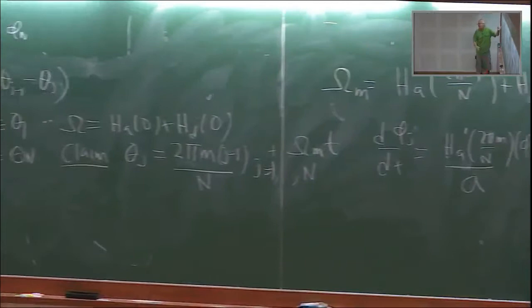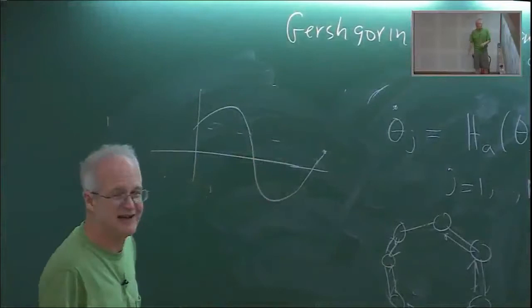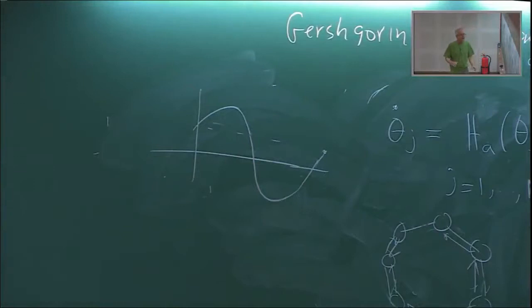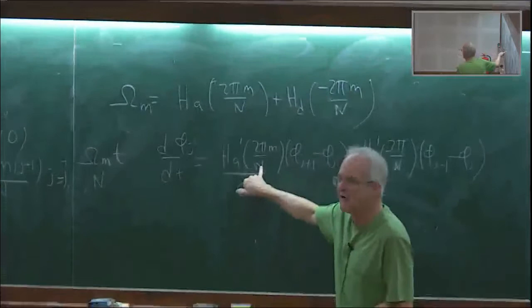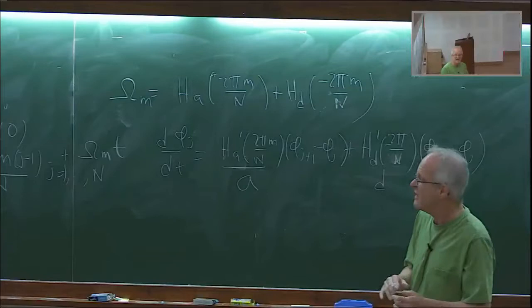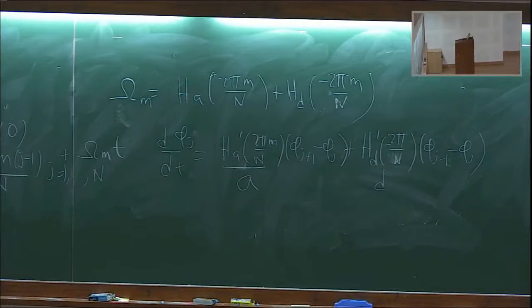Maybe it looks like that, okay? Periodic function. Doesn't have to be H of 0 is 0. Okay? Looks like that. And we'll look at... And suppose m equals 0. Then we have HA prime of 0 and HD prime of 0. They're just some numbers. Suppose HA prime of 0 is positive, and you can see from my picture of H here that it is.